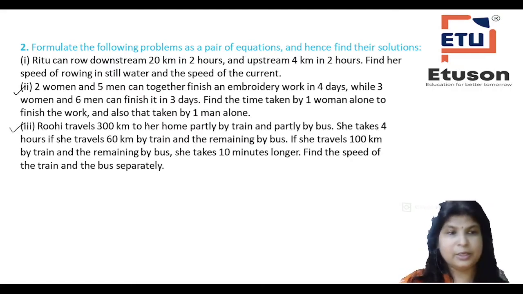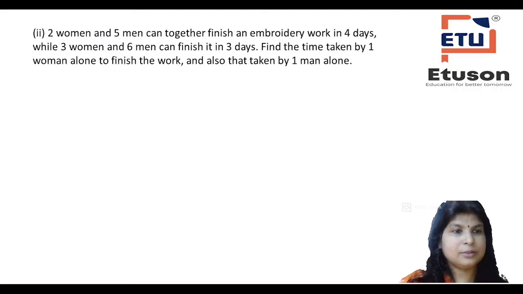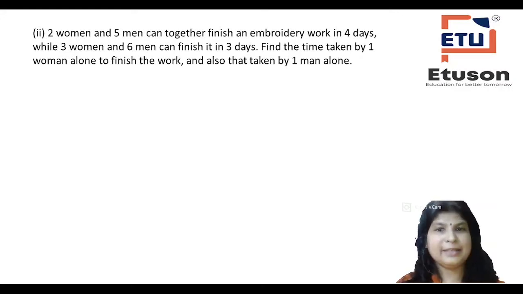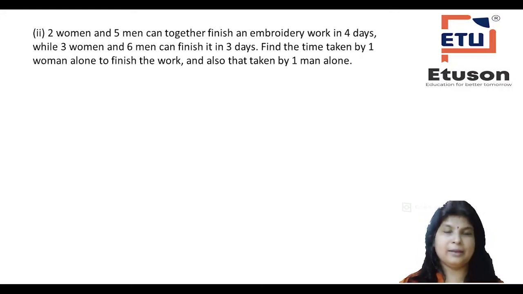So first one is bit 2. Two women and 5 men can together finish an embroidery work in 4 days, while 3 women and 6 men can finish it in 3 days. Find the time taken by 1 woman alone to finish the work and also that taken by 1 man alone.